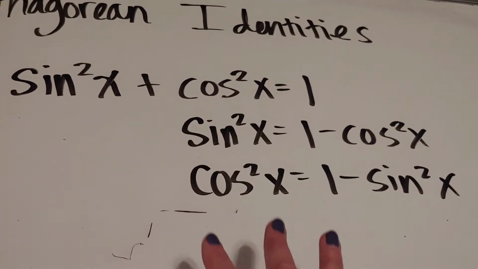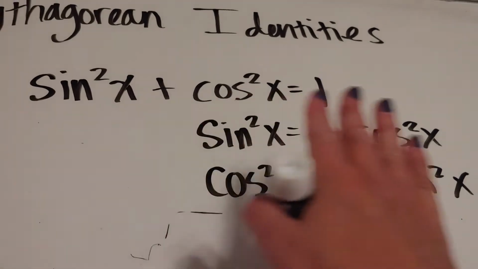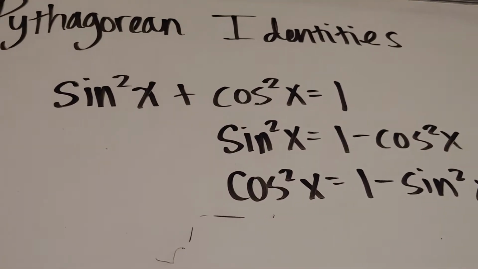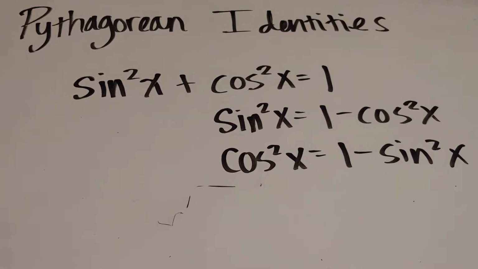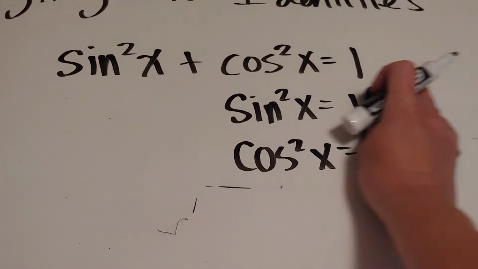So what I mean is don't take the square root. Just don't do it, okay? This is pretty much how we use it. Now, there are 2 other Pythagorean identities, and I'm going to show you how you can get them by just using the original of sine squared plus cosine squared equals 1.